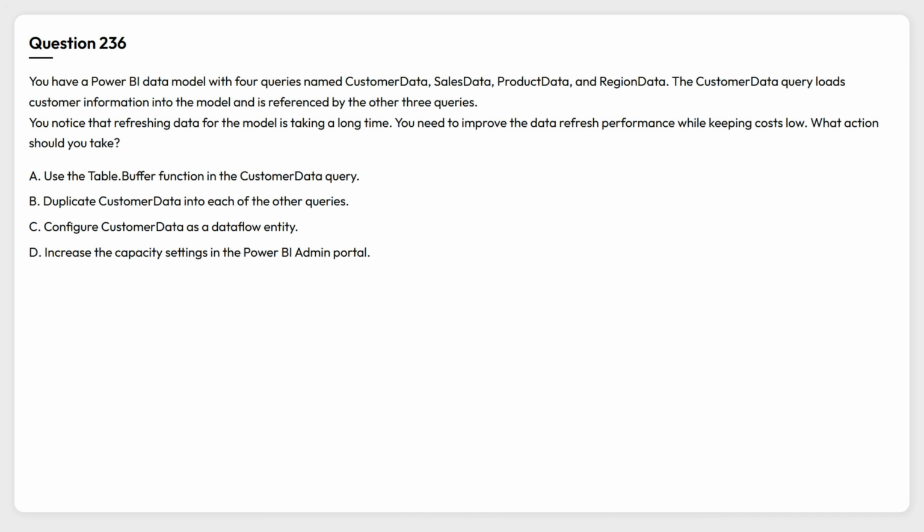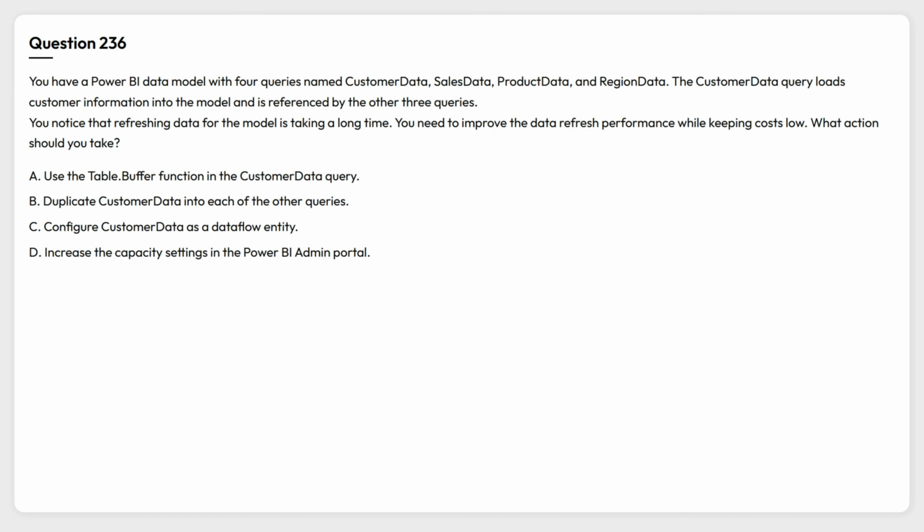Question number 236. You have a Power BI data model with 4 queries named customer data, sales data, product data, and region data. The customer data query loads customer information into the model and is referenced by the other 3 queries. You notice that refreshing data for the model is taking a long time. You need to improve the data reference performance while keeping cost low. What action should you take?